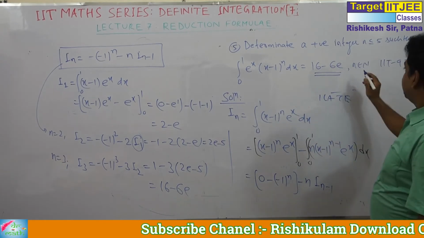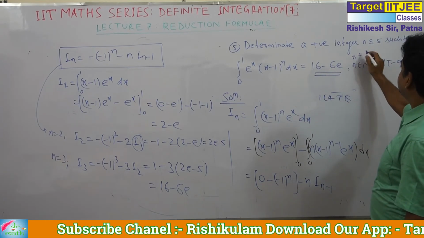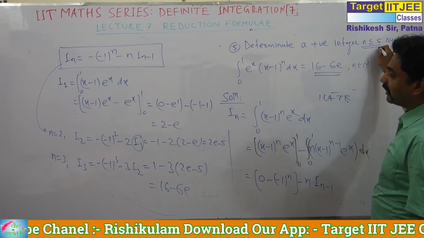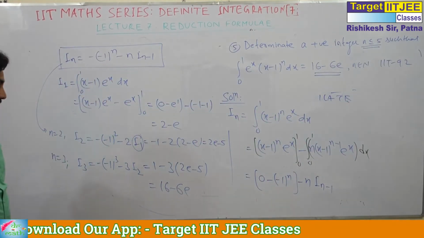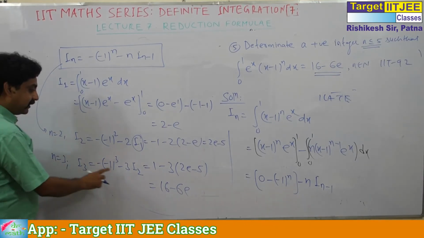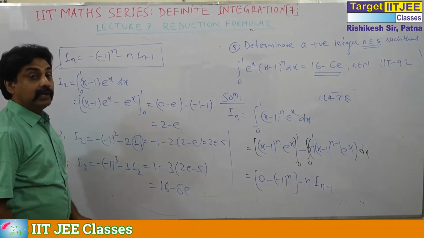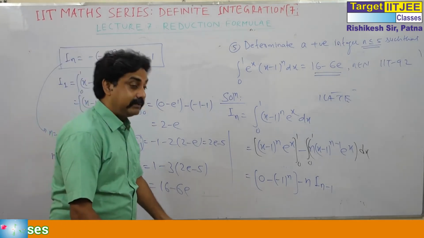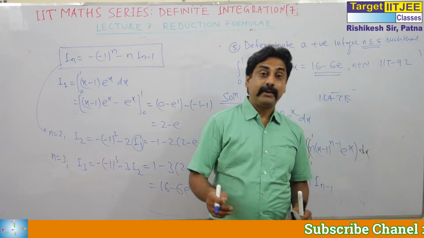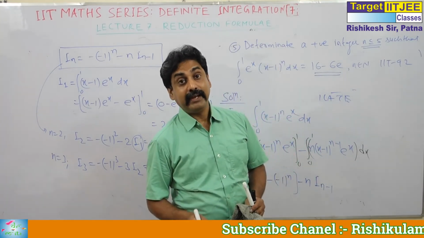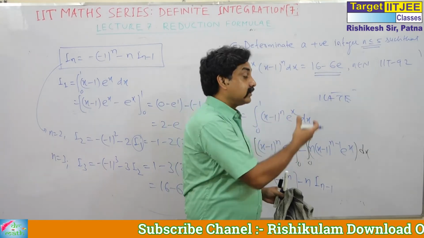In the question it is given that n is a natural number, n is less than or equal to 5. This less than or equal to 5 suggests we have to go up to a maximum of 5, not after that. But at n is equal to 3 we find that this is 16 minus 6e, so this is the solution. Actually the reduction formula is not asked directly by IIT. This is the indirect way to ask the question.